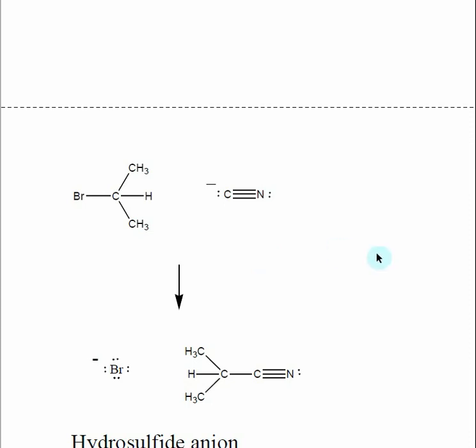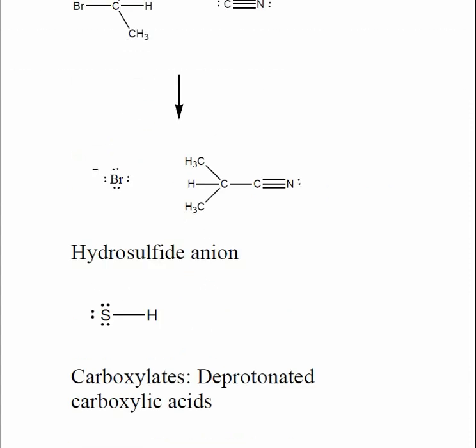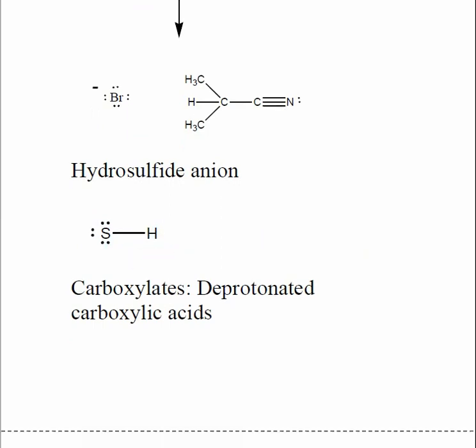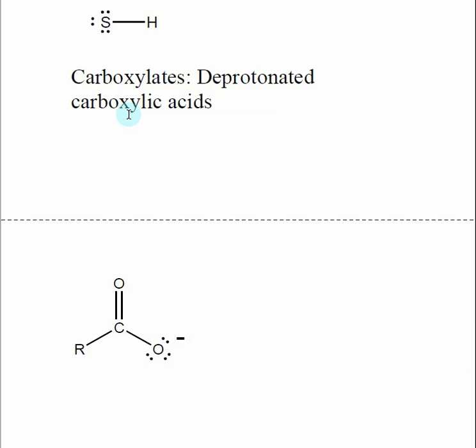different types of nucleophiles. The next one is called a hydrosulfide anion, and once again, there should be a negative charge on this sulfur here. Sorry about that. We'll see some examples of that. And the last one is a very common nucleophile called a carboxylate. Notice how when we made hydroxide, we removed a hydrogen from water. When we made an alkoxide, we removed a hydrogen from an alcohol. To make a carboxylate, we remove a hydrogen from a carboxylic acid.